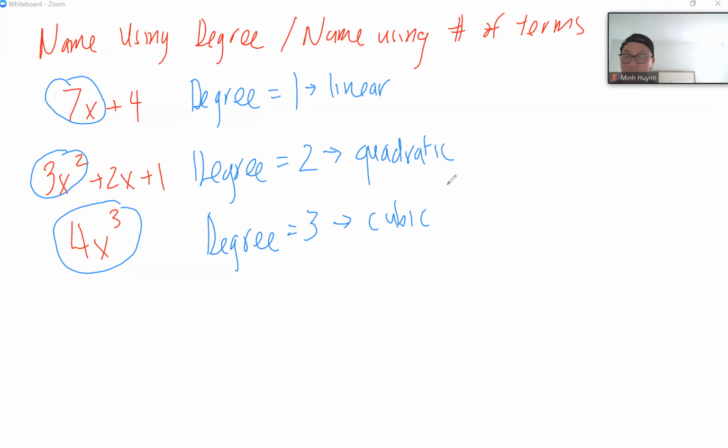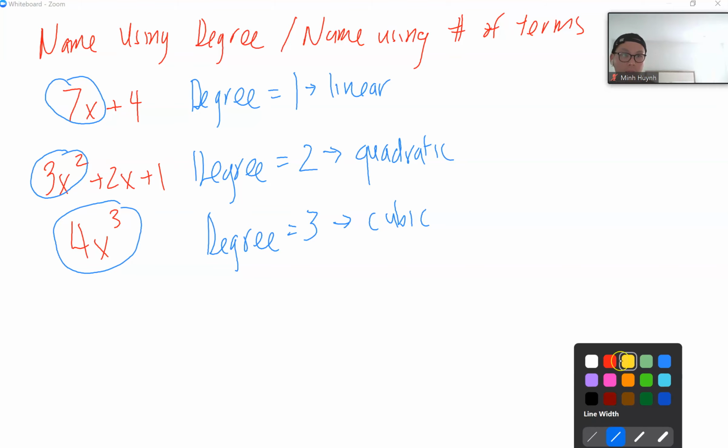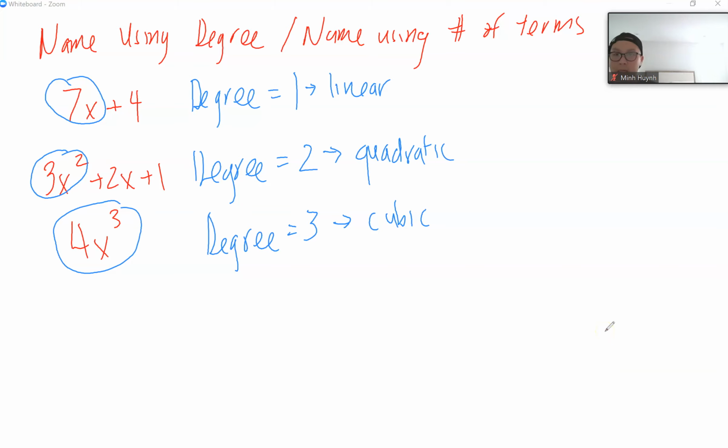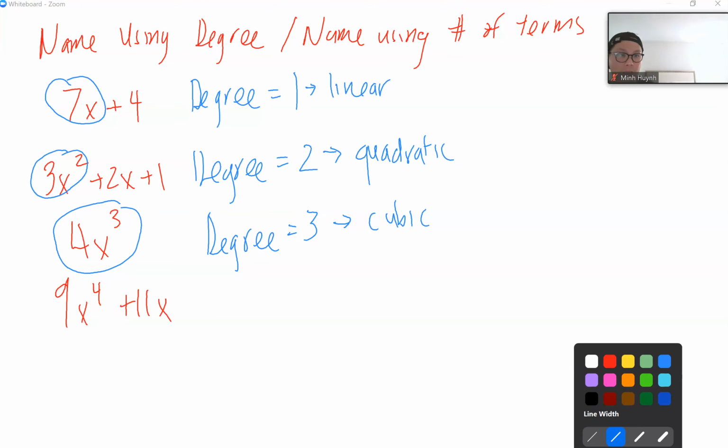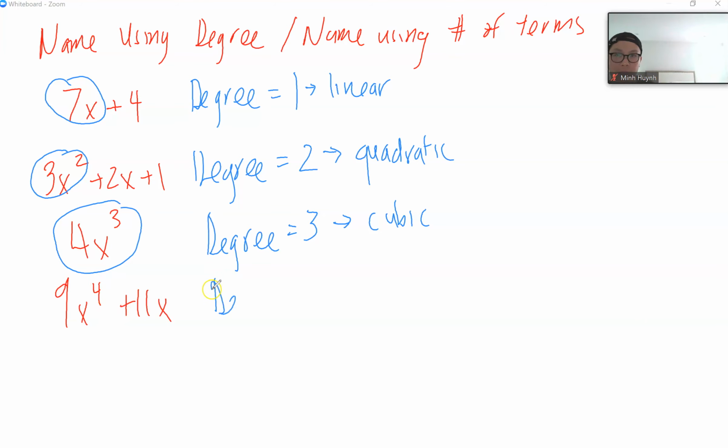If it happens to increase from there, right, anything past 3, so if I have 9x to the 4th plus 11x, my degree is still the same. The largest one is right over here, is going to be 4, but there's not really any fancy name for it, so you can say to the 4th degree, right?